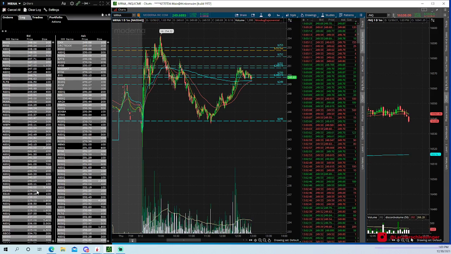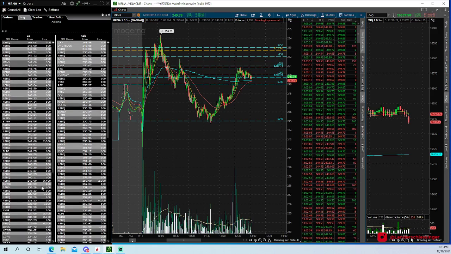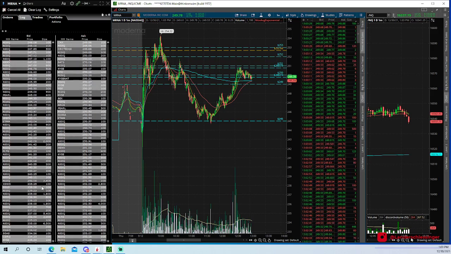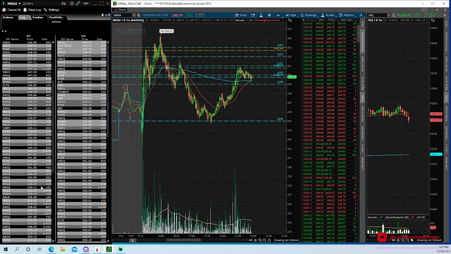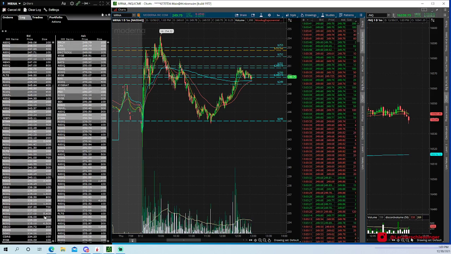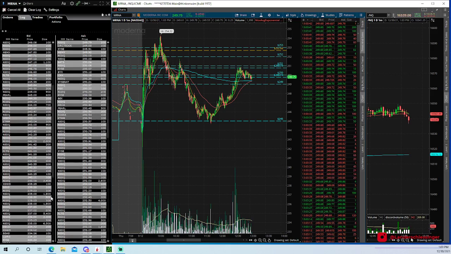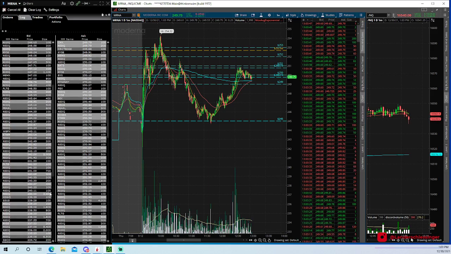So there's 240. You guys can clearly see 3,400 shares. So 3,400 times 240 gets us about $816,000 right there. Not bad at all. 237, there's 5,400. So 237 times that is $1.3 million, right?